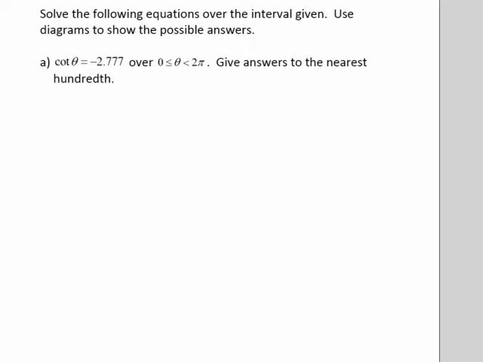So we want to solve cotangent theta equals -2.777 over this interval. Okay, so there's a couple things to notice here. First of all, we're solving for theta, and this is telling us that theta is in radians because 0 and 2 pi doesn't have a degree sign, therefore it's assumed to be radians. First thing we need to do is convert this into a ratio we can work with on our calculator. This would be tangent. Tangent would be the reciprocal of this.